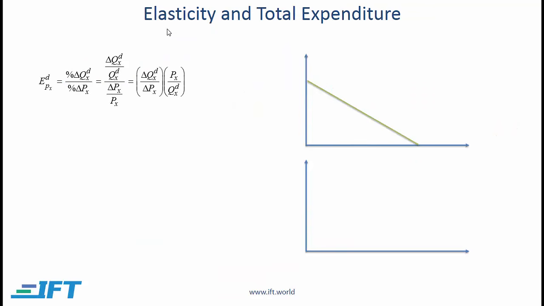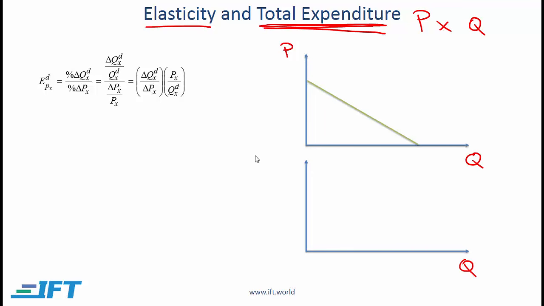Now let's consider the relationship between elasticity and total expenditure. Total expenditure is the total amount that a consumer spends on a product. Total expenditure is simply the price times quantity. Over here we are looking at our regular demand curve with price on the y-axis, quantity on the x-axis, and here we are looking at quantity on the x-axis and total expenditure on the y-axis. Total expenditure again is price times quantity.